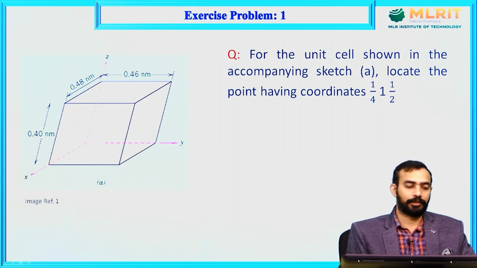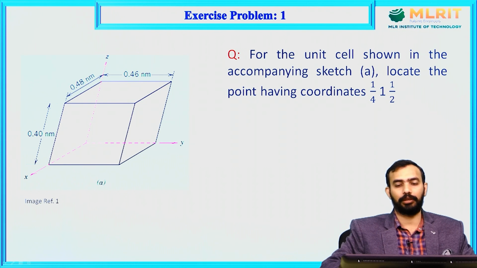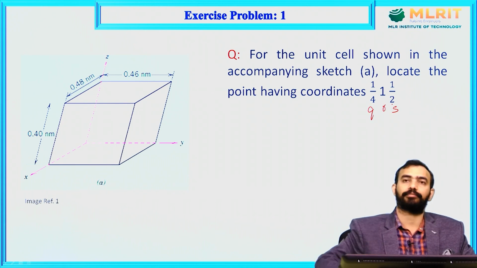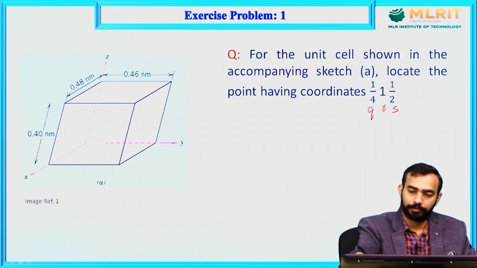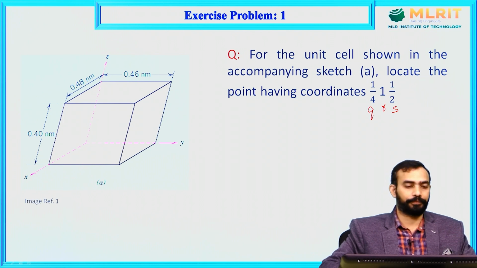So take one exercise problem. A question is given. For the unit cell shown in the accompanying sketch, locate the point having coordinates 1/4, 1 and 1/2. It is nothing but this is Q, this is R and this is S. So the Q, R, S points are given. Now we have to locate the point, right?